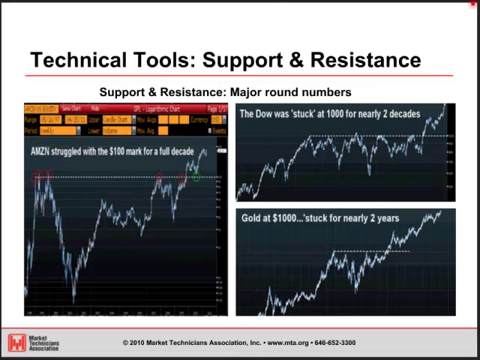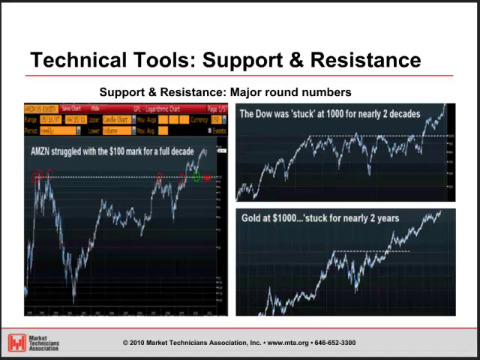So the last area of support and resistance: major round numbers. And again, this can be $10, $20, $50, but especially when we get to these major $100, $1,000 price points, you often see these things holding for months or even years. If we look at Amazon here on the left, when it first hit $100, it served as resistance, held again, had a major bear market, came all the way back up, and we still saw it hold again a number of times. Basically that 100 mark held for a full decade before it turned from resistance into support.